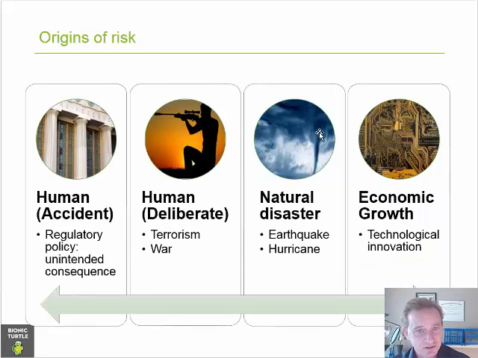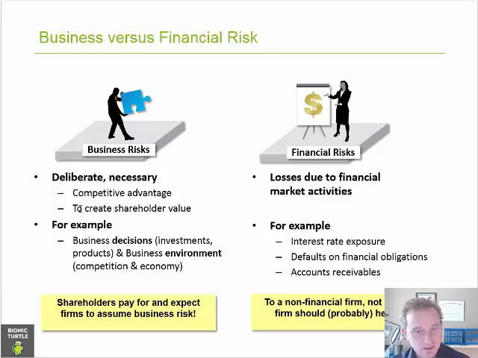In terms of origins of risk, there can be several: human, natural disasters, and economic growth. And so we don't get too attached to the various sources, and we'll see, especially in Part 2, the Basel regulations, there's many origins of risk. I did include here an idea from René Stulz, another popular author in the FRM, the distinction between business and financial risk.